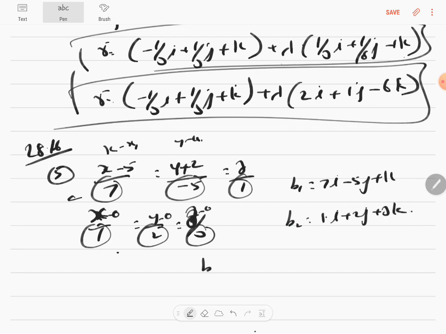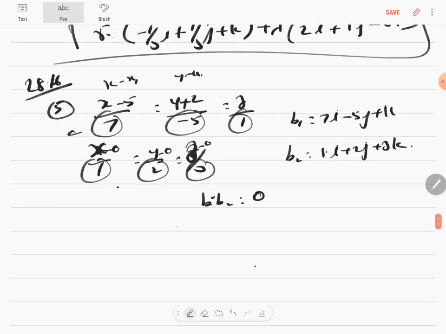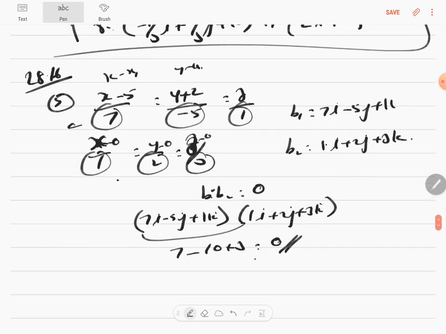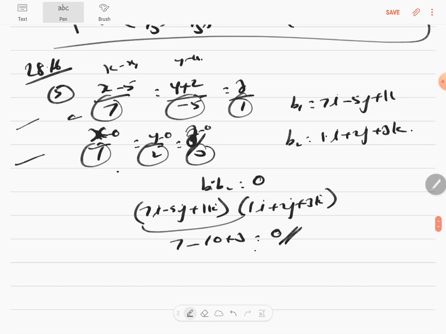And if the dot product of b1 and b2 is equal to 0, then it means it's perpendicular. So 7i minus 5j plus 1k has to be dotted with 1i plus 2j plus 3k. So it's 7 minus 10 plus 3. Can you see 10 minus 10 is 0, and therefore you get b1 and b2 to be perpendicular, and therefore these two lines are perpendicular. So that's the sum I wanted to try.